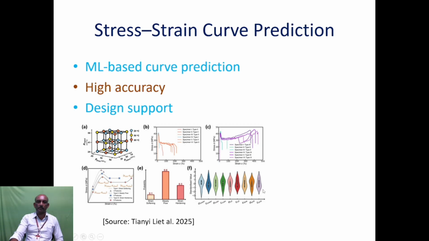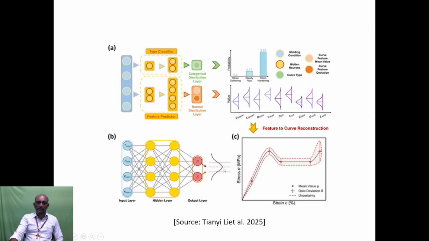So this is one example. This is another example, taken from previous publications. So these are the input layer. This is the hidden layer, the type of classifier and the categorical data. So how the property will be obtained.